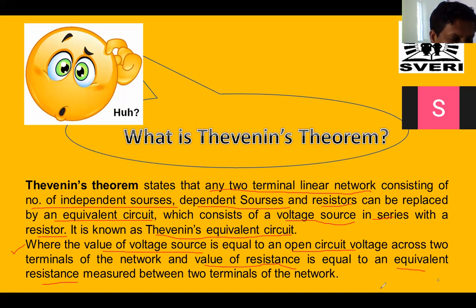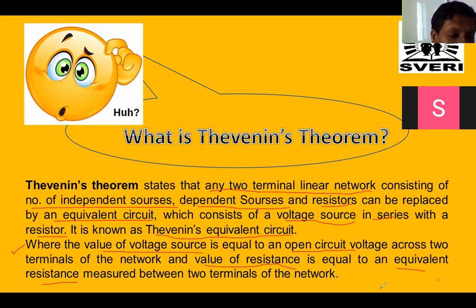So how to remember? Thevenin's theorem states that a two-terminal linear network consisting of a number of independent sources, dependent sources, and resistors can be replaced by an equivalent circuit which consists of a voltage source in series with a resistor. So whatever that circuit is, that is known as Thevenin's equivalent circuit.